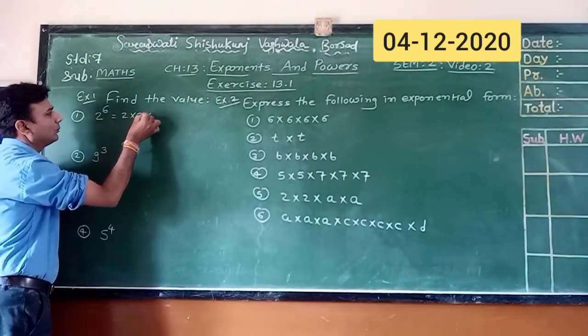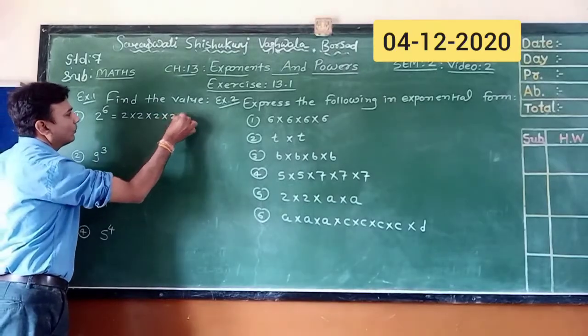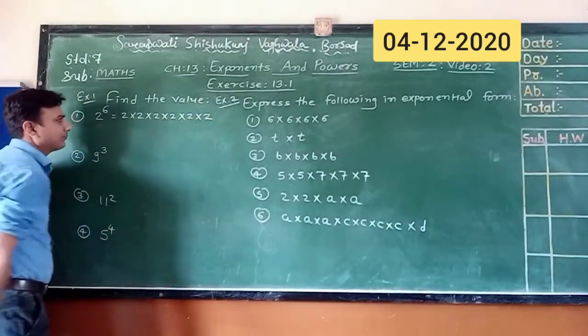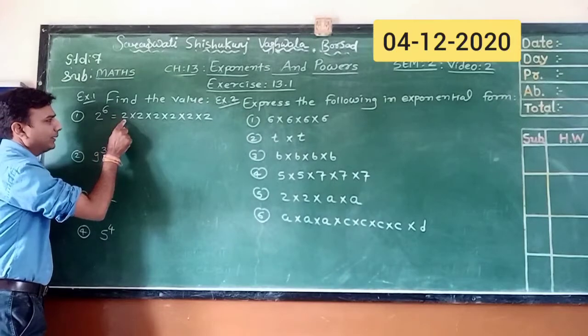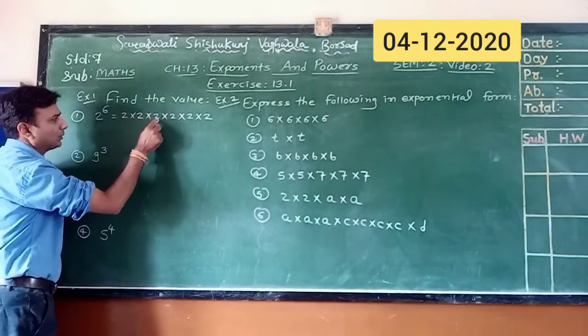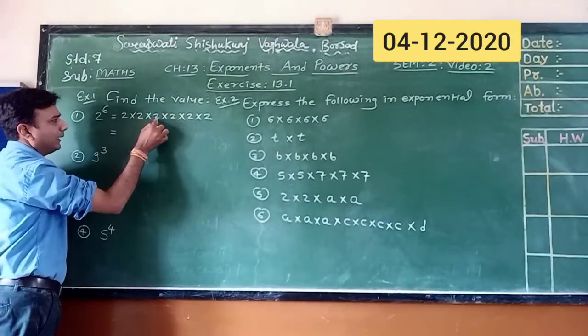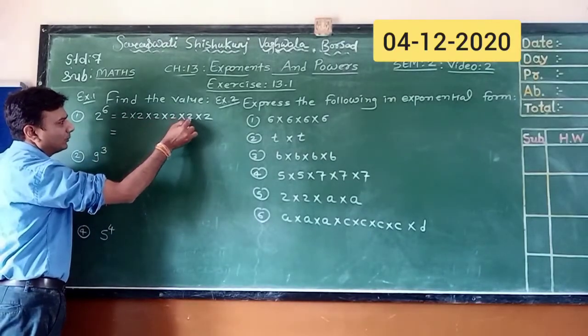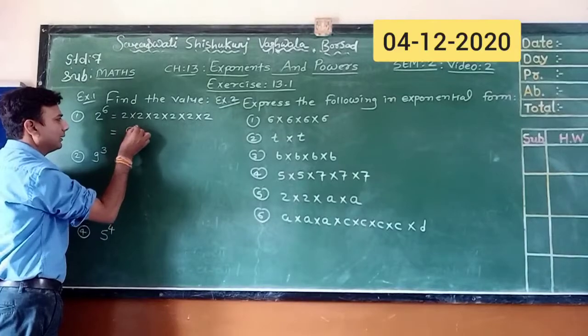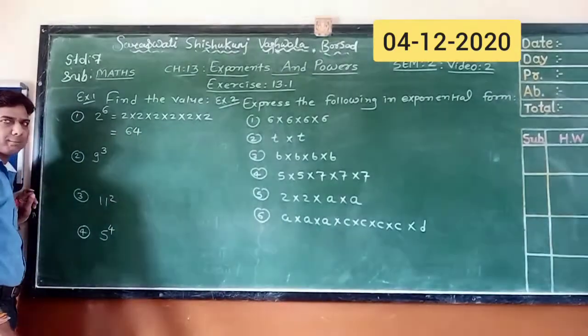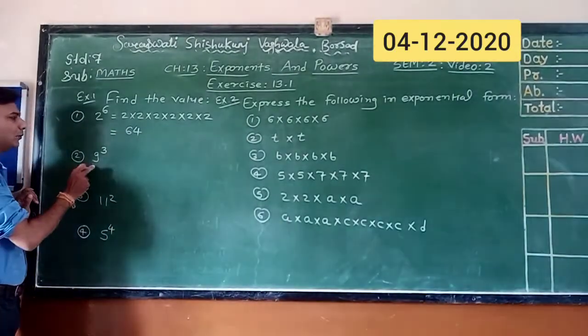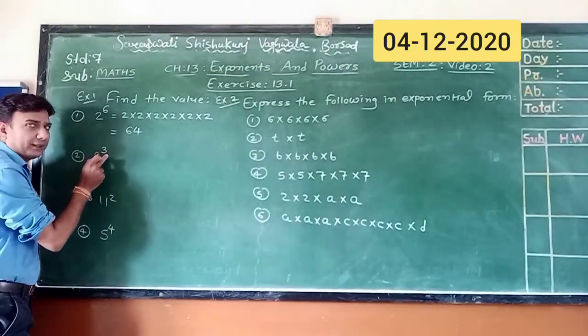1, 2, 3, 4, 5, 6. See, 2 twos are 4, 4 twos are 8, 8 twos are 16, 16 twos are 32, 32 twos are 64. Clear? Now, 9 raised to 3.